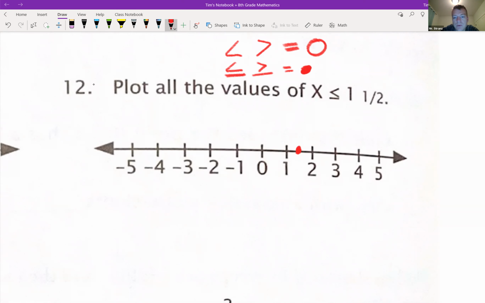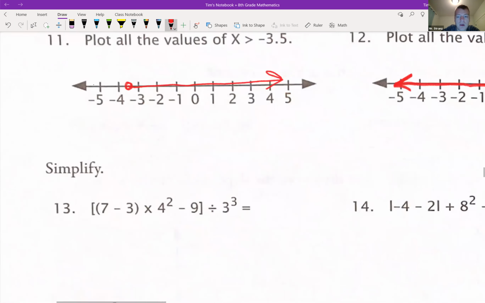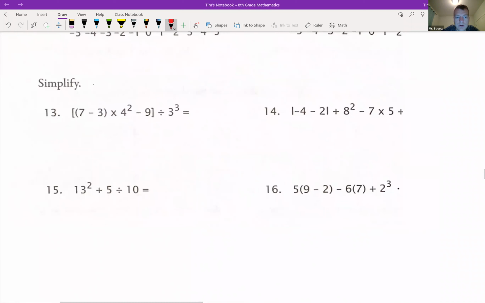So I'm going to move my arrow going this way, showing that it goes on forever, but it's including 1.5 and any point that is less than 1.5. This one, I'm only including points that are bigger than -3.5. If it would have this line under it, it would include -3.5, but since it doesn't, it's any point that is bigger than -3.5.